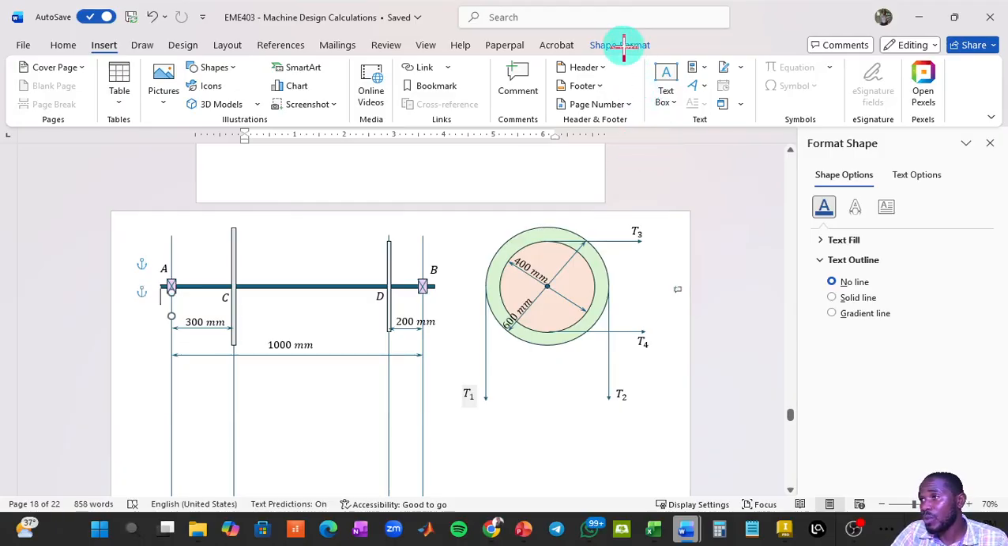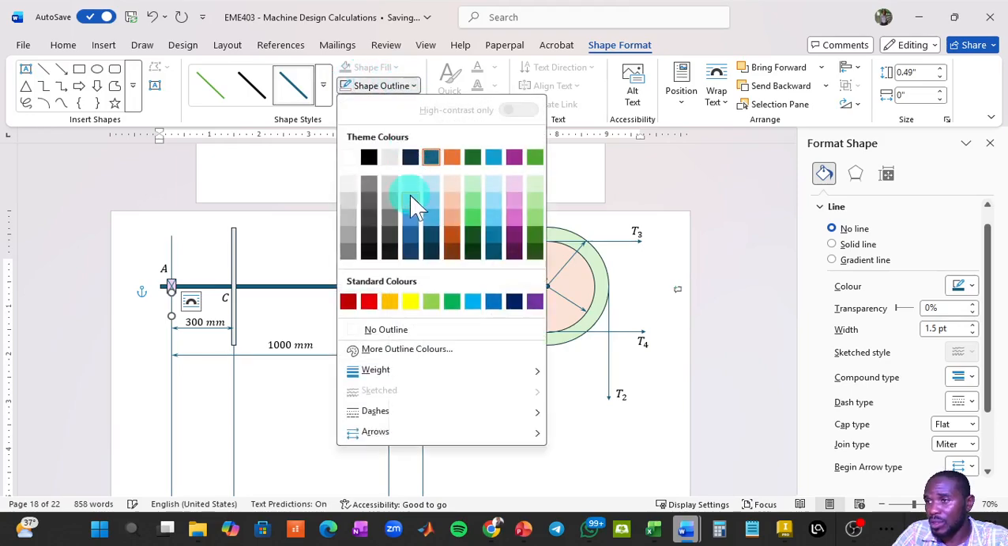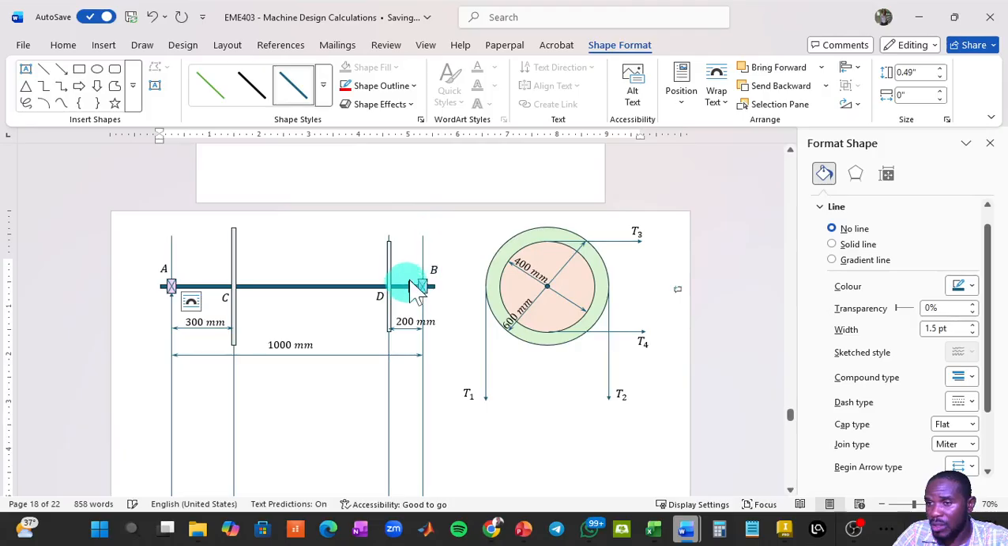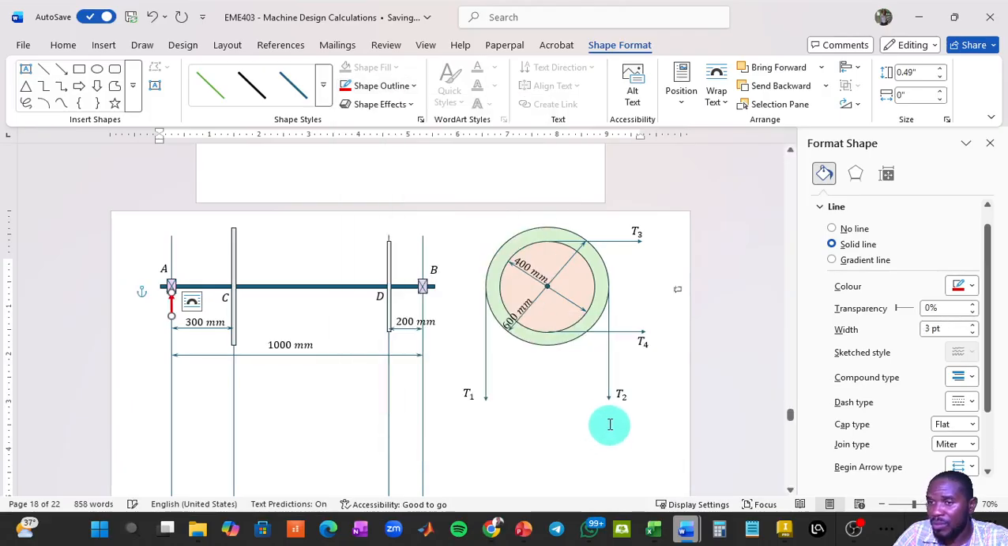I'm going to make that shape red. I want it a little bit thicker. Let's use 3. And we're going to copy and paste. And this is also what's happening at point B.